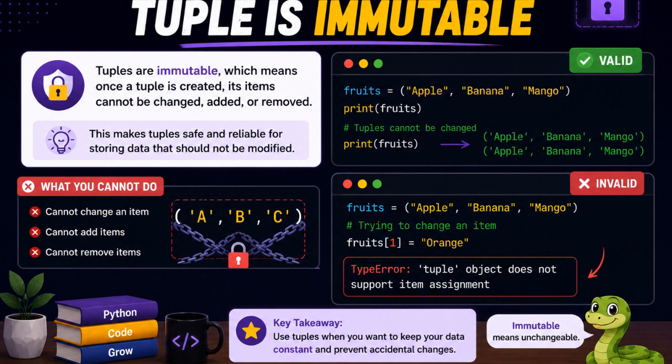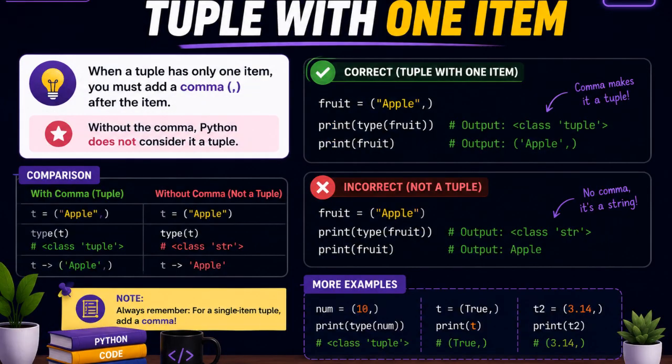Okay, now let's learn how to create a tuple with only one item. This is an important point to remember. If a tuple contains only one item, we must add a comma after that item. For example, apple followed by a comma creates a tuple. But if we write apple inside parentheses without a comma, then Python considers it a string, not a tuple. So remember, when creating a tuple with one item, always add a comma.